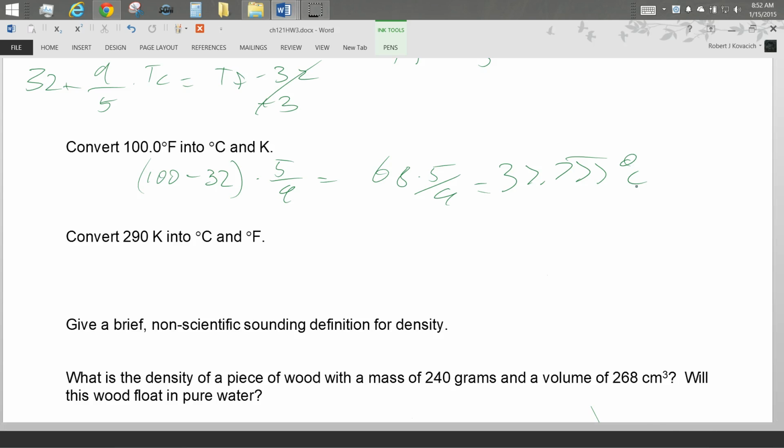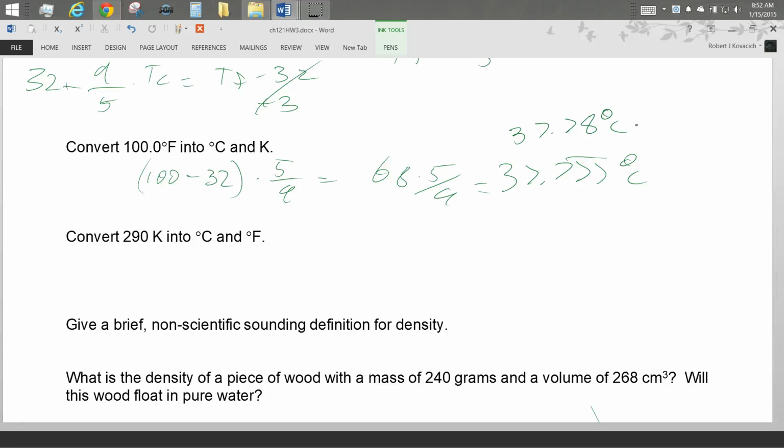4 sig figs. Why? Because there's a 100 with a decimal place and another 0. Why would somebody ever write the 0 after the decimal place? When the thing they're reading actually says 0, right? Does that make sense? I never would write a 0 after a decimal place unless it's meaningful. So here I've got 37.78 degrees Celsius. That's just the answer for degrees Celsius.